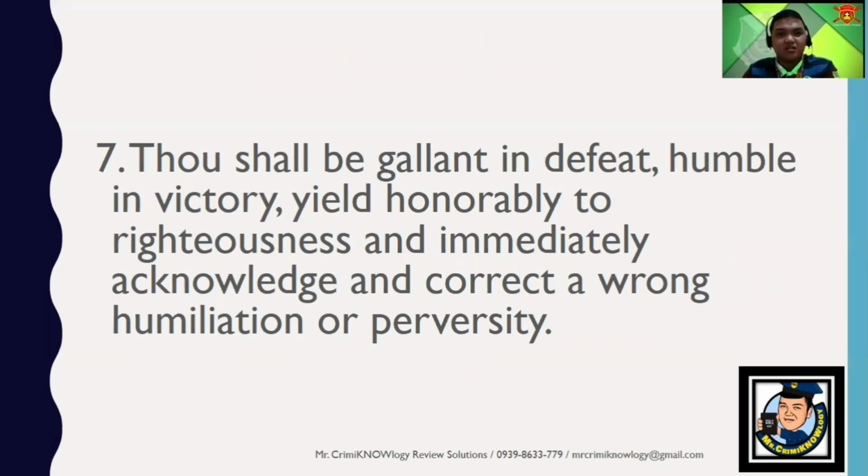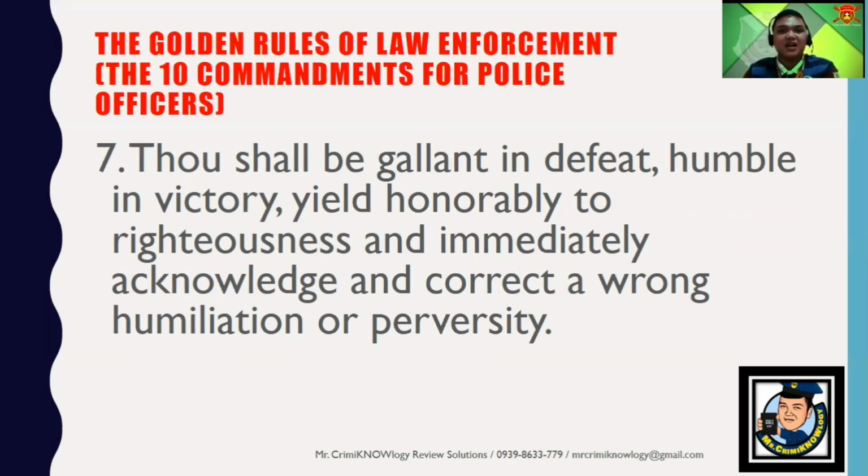Seventh is, thou shalt be gallant in defeat, humble in victory, yield honorably to righteousness, and immediately acknowledge and correct a wrong, humiliation, or perversity. So talagang gentleman, talagang with integrity, with honor, with humility ang isang police officer.